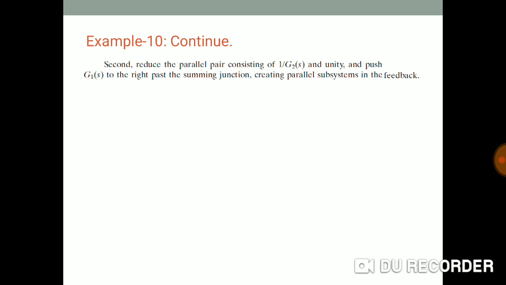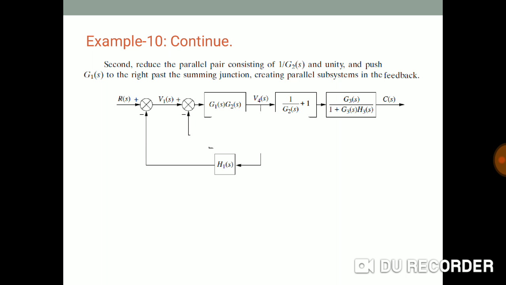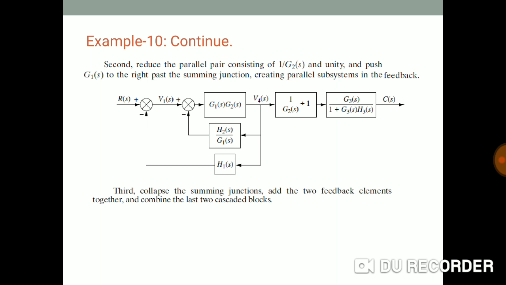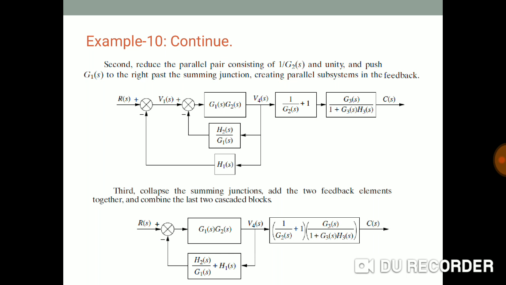Then the next step, we'll reduce a parallel pair, whichever parallel terms are there, that we will reduce. Parallel means addition. Then we'll cancel out the summing junctions and solve the feedbacks for that. First feedback is G(s) into G1(s) into G2(s), and H2(s) divided by G1(s), and another one is H1(s).